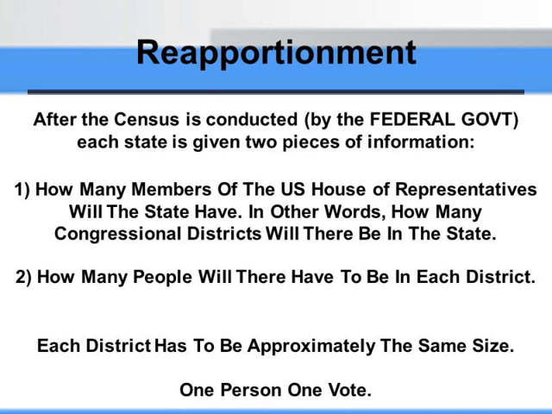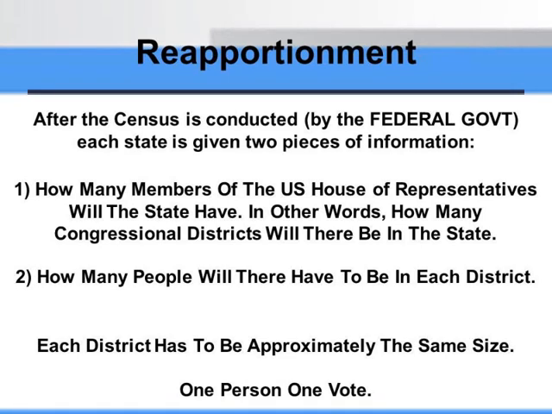Because if you have a district that has 600,000 people in it and they have one representative for those 600,000 people, those citizens are going to have a different amount of power than if you have a district that has 1.2 million people in it and only have one representative. So after the reapportionment, each state is told how many members of the United States House of Representatives they'll have. In other words, how many districts they have to split their state up into, and then they're told how large each one of those districts has to be.